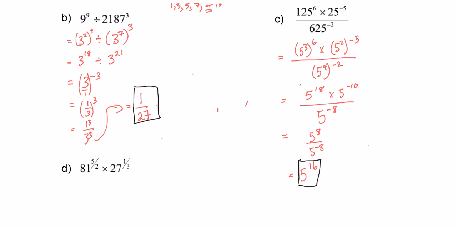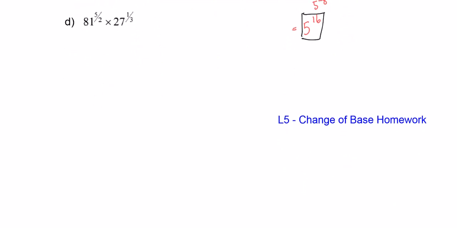Let's go to the last problem. So we have 81 and 27. Remember, the numbers that we're going to use for this are 1, 2, 3, 5, 7, and sometimes 10. So if I look at these problems, the only number that can be used for 27 and 81 in this group is going to be the number 3.